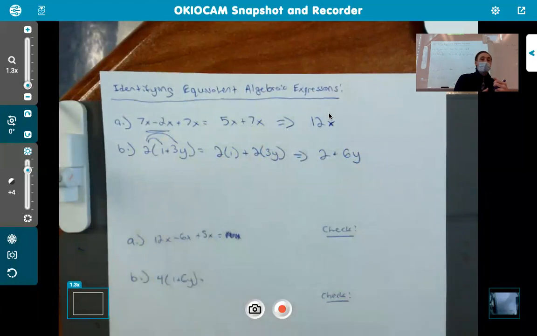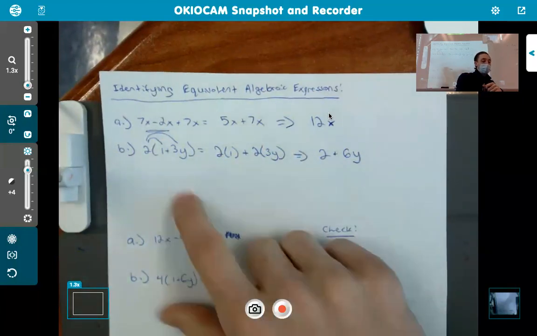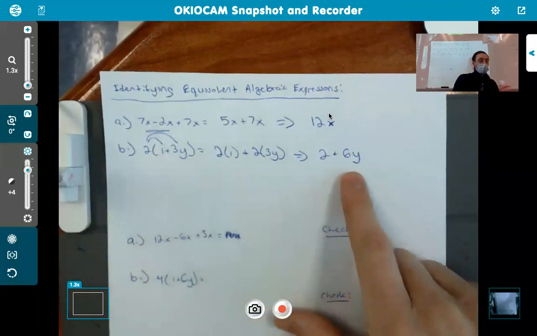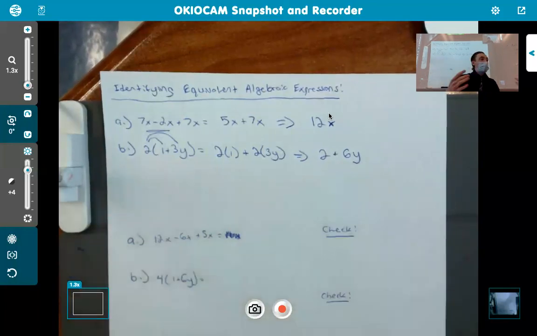So again, it'll give you maybe a distributive property question, and it'll say, well, what's equivalent to 2 times 1 plus 3y? You would say 2 plus 6y. They're the same thing. You're just finding the final answer. Does everybody understand that? Are there any questions about that idea?